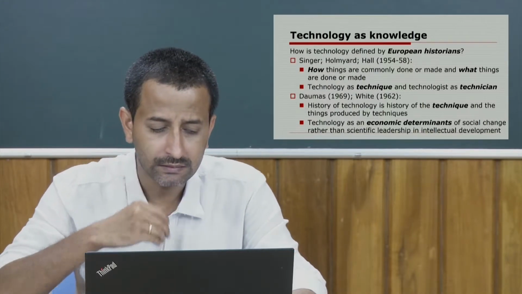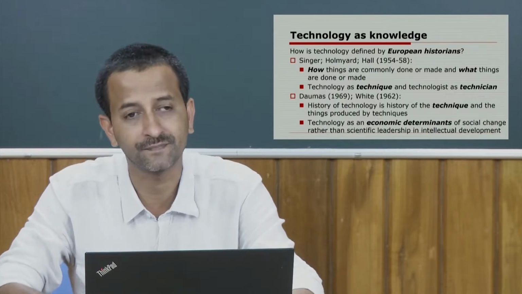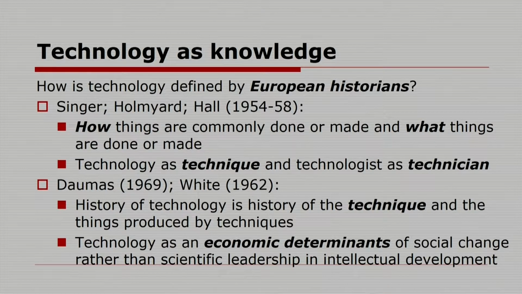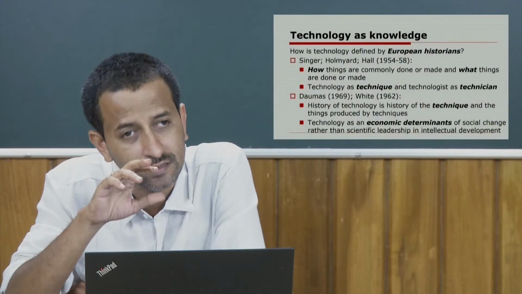In their monumental history of technology, Charles Singer, Holmyard and Hall define technology as how things are commonly done or made, or what things are done or made. I mean, how is technology defined by European historians? We are trying to look at European historians.